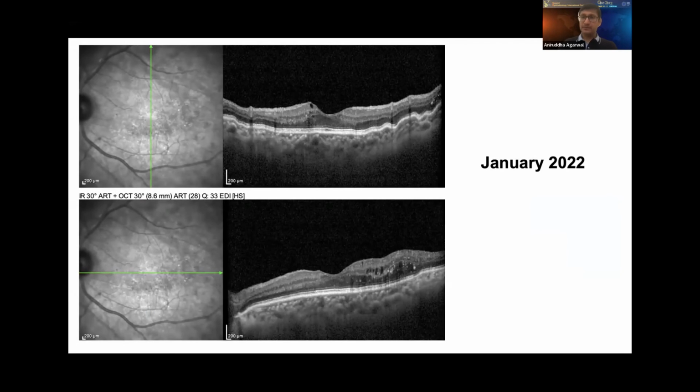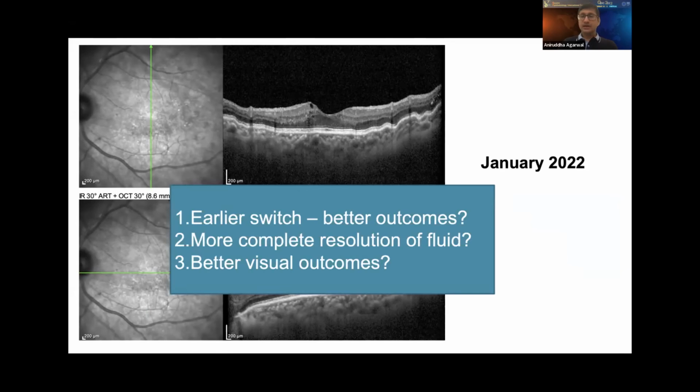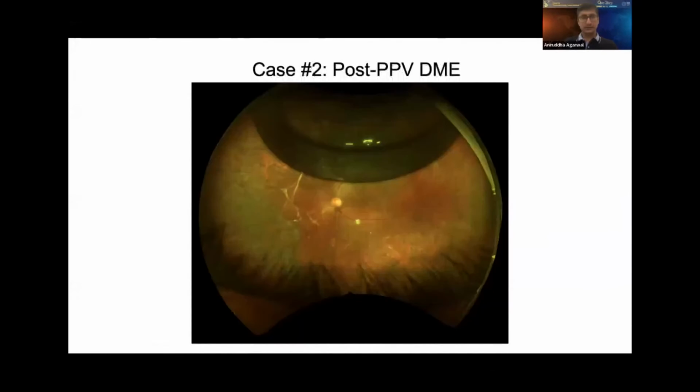And I would probably wait a little longer, repeat OCT, and I'm sure that there would be a sustained response in these patients. What is also noteworthy is the amount of hyperreflective foci also decreases in these patients with time. Now, this leads to a question. Would an earlier switch have resulted in a better outcome? Would it have resulted in a more complete resolution of fluid or a better visual outcome? We only have studies to fall back upon, and the studies definitely suggest that both macular thickness values and visual acuity outcomes are better if switched early.